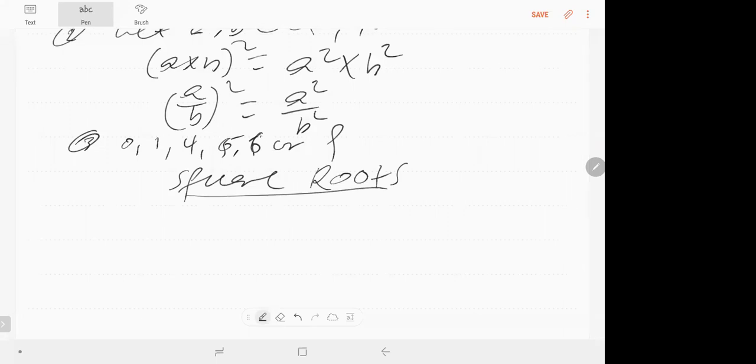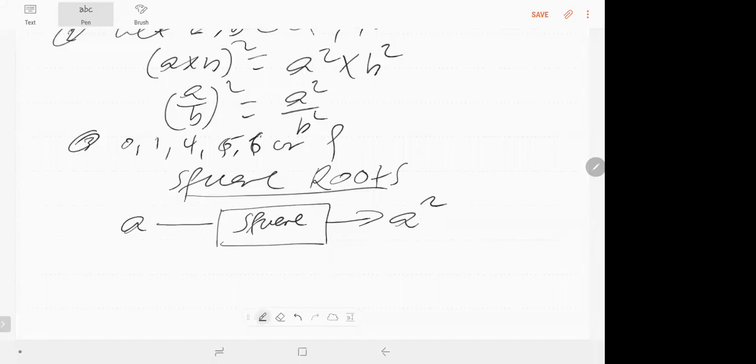Now let me give you an introduction before we define what we mean by square roots. Let us take a number a, and let us square this number. When we square this number, we get a square. Let us go through the reverse of this process.